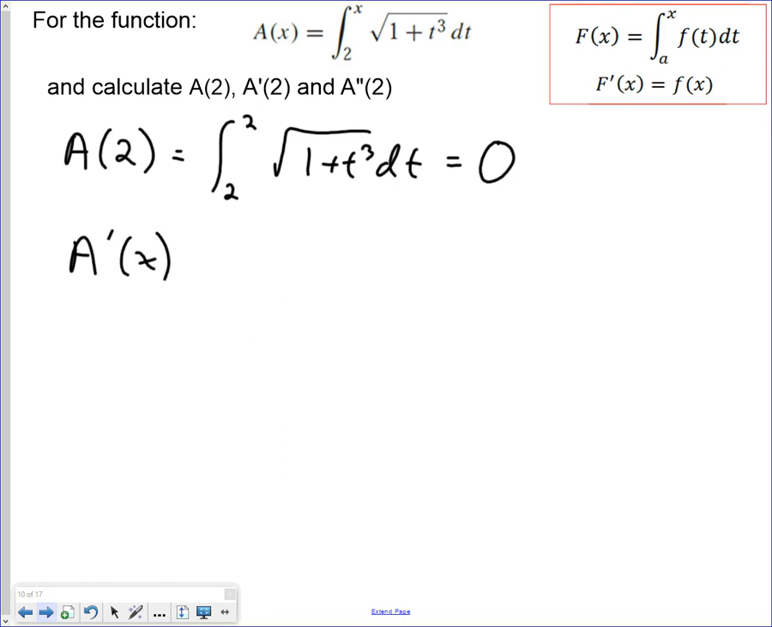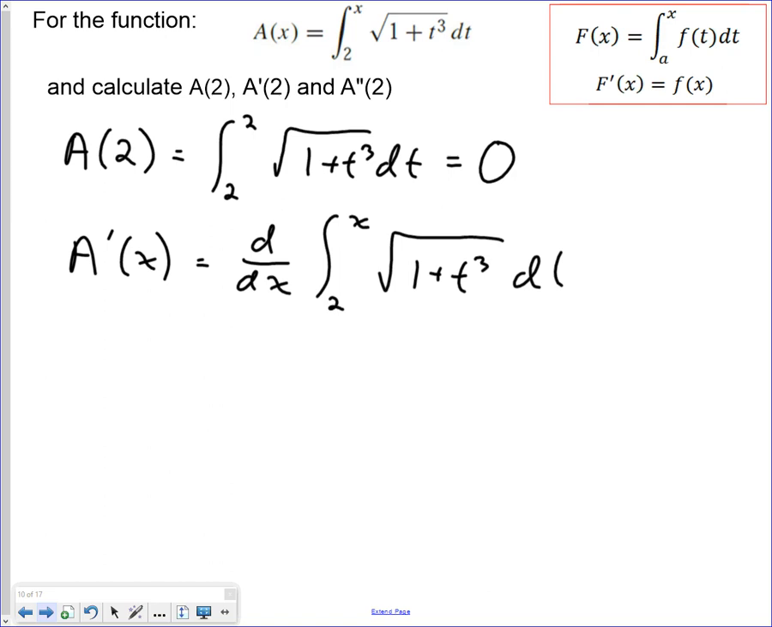For the second part, we need to calculate the derivative, a primed of x. So I think we want the derivative with respect to x, d by dx, of our integral from 2 to x, 1 over 1 plus t cubed dt. This one we can answer directly with the fundamental theorem of calculus, part 1.